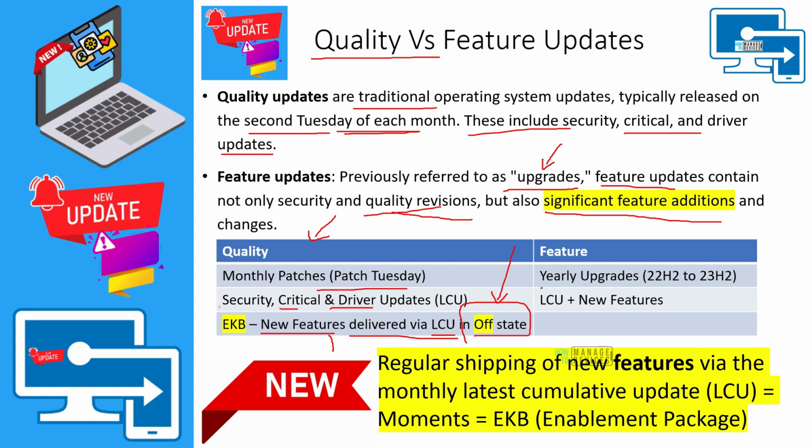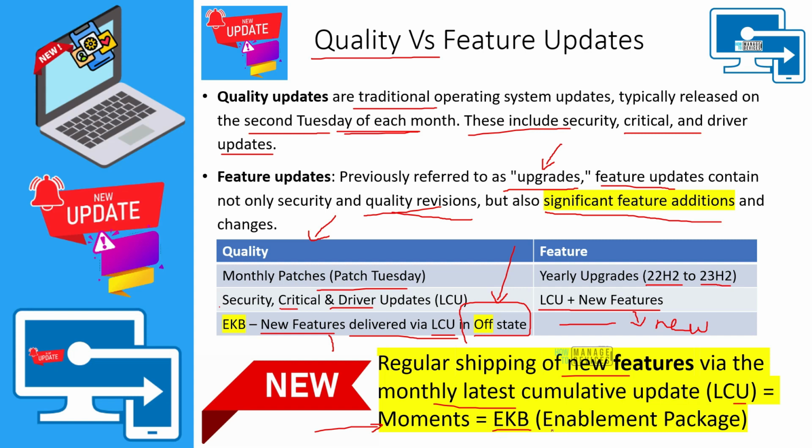Now, feature updates. Feature updates are yearly upgrades. For example, Windows 11 22H2 to Windows 11 23H2. Feature updates include the latest LCU revision plus new features. With the new scenario, when Microsoft delivers the new feature updates, it will automatically enable all the new features for all the devices. So what is new in this? Regular shipping of new features via monthly latest cumulative updates, LCU. It is also called moments, and the technology that Microsoft uses is the enablement package.